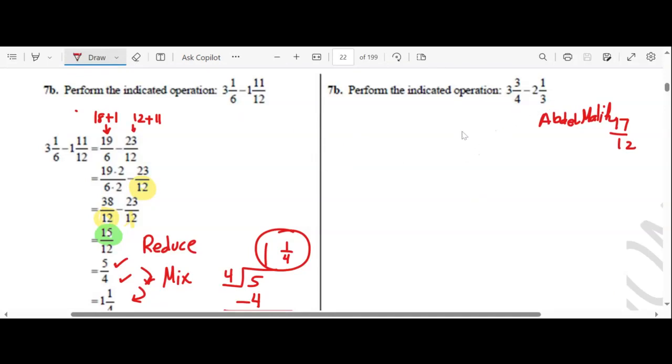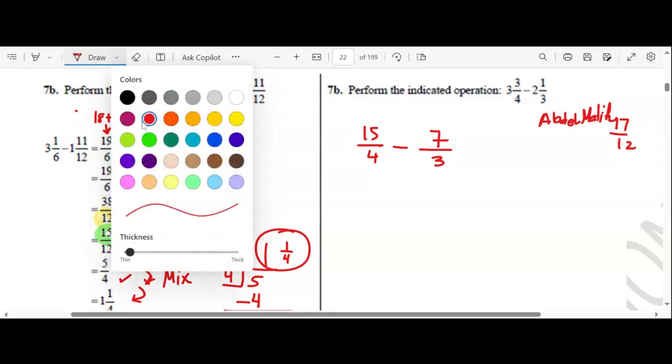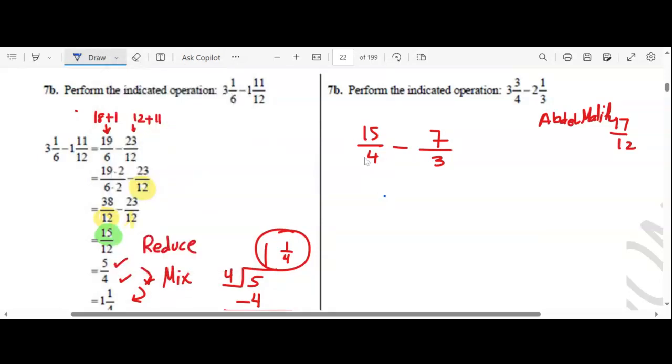So do we have same denominator? No. 3 times 4, how much? 12. 12 plus 3? 15 over 4. Minus 2 times 3? 6 plus 1? 7. I have to make same denominator, correct? Multiply this by what? 3. I multiply this by what? 4.